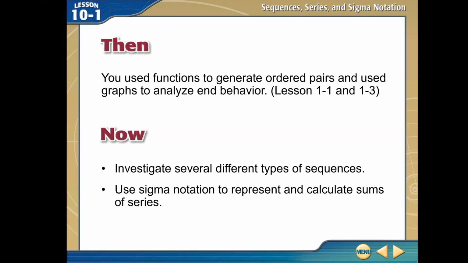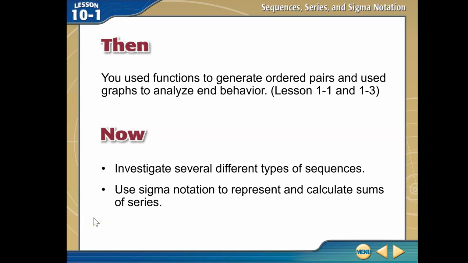If you remember, and again just want to remind you, before in lesson 1.1 and 3 we did functions and how do you generate ordered pairs. The ordered pairs we use to graph. Means if the function is given and you are substituting x values to get y values, and then you generate ordered pairs. In this lesson we did part of some sequences, and today in this lesson we will still be investigating several different types of sequences. Okay, we did some before, but again we are doing some more.